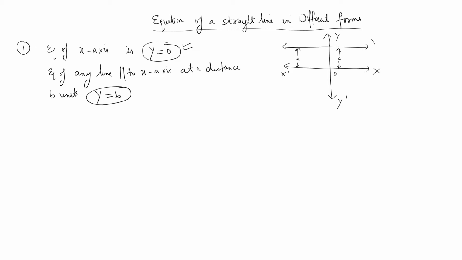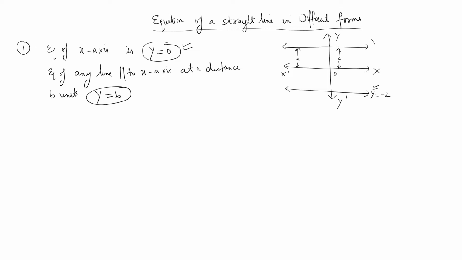Why? Because you very well know, if I ask you to plot a line y is equal to -2, tell me where will this line be? How will you plot y is equal to -2? Have I drawn it correctly? Is it correct? So you already know how to plot x is equal to 4 or y is equal to 2 or y is equal to -2, this kind of line.